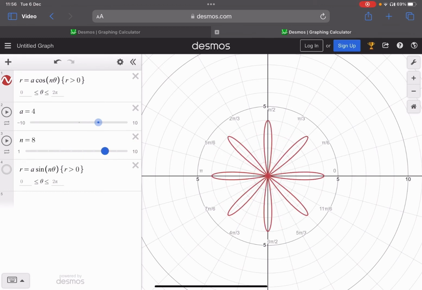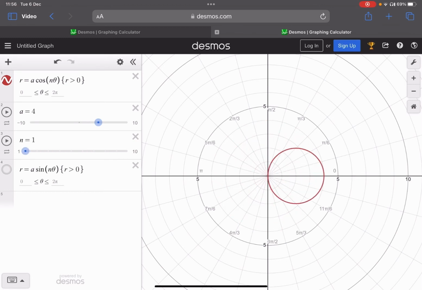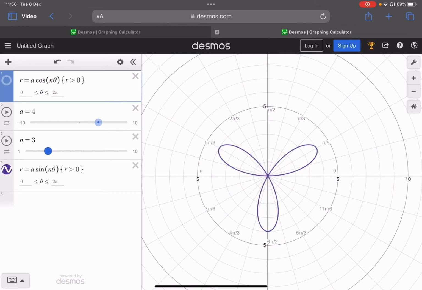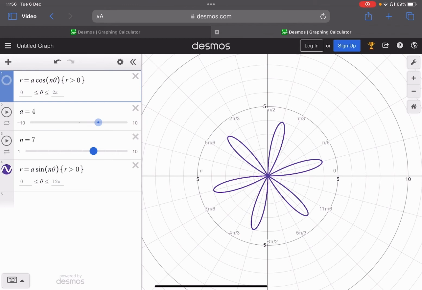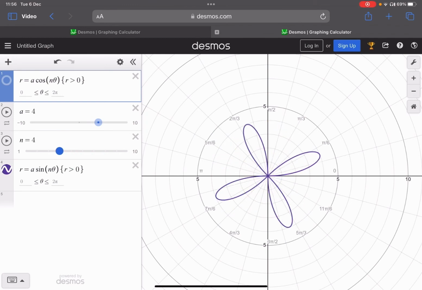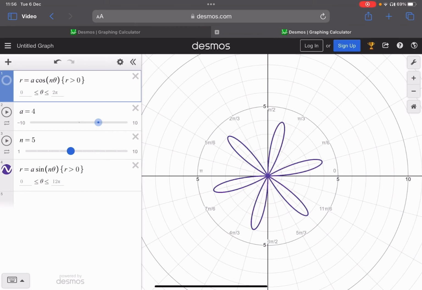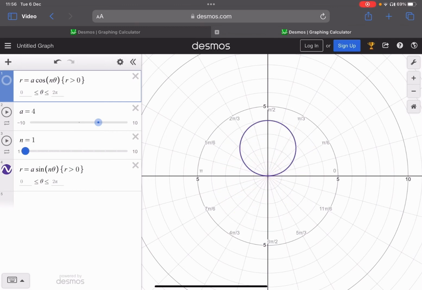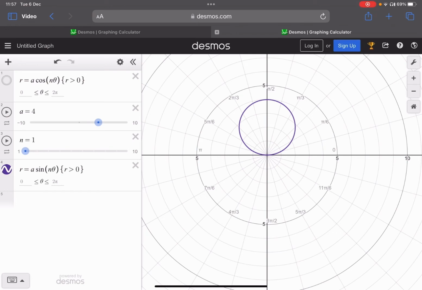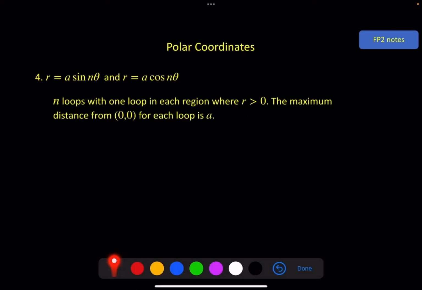So if we compare that on the cosine and jump back to sine for a second, just to compare them, you can see instead of having a symmetry about the initial line, this is always slightly off symmetry about the initial line. I hope that's enough for you to understand my little summary here, which is that we have n loops with one loop in each region where r is greater than 0.